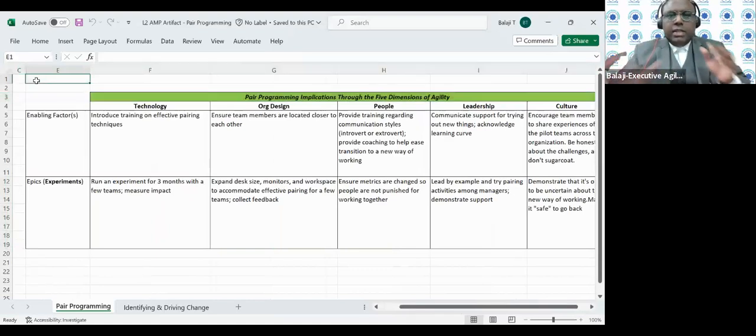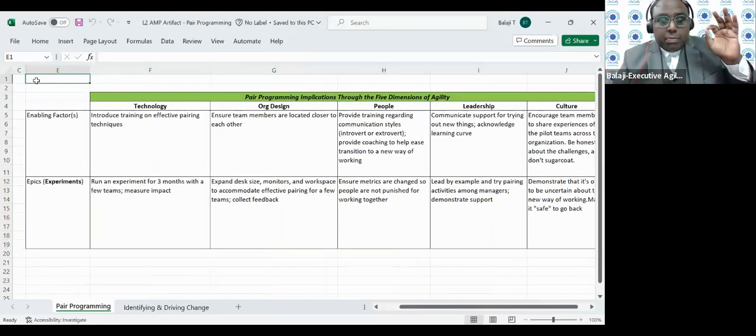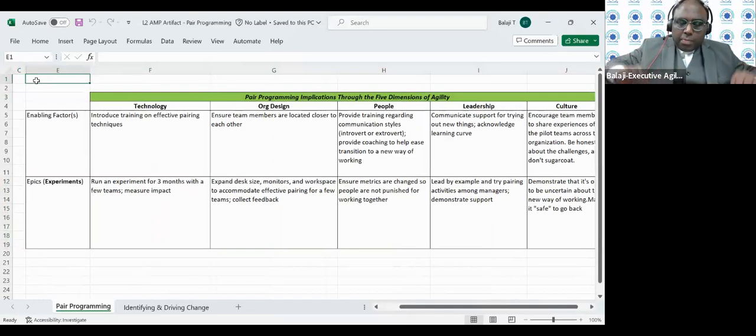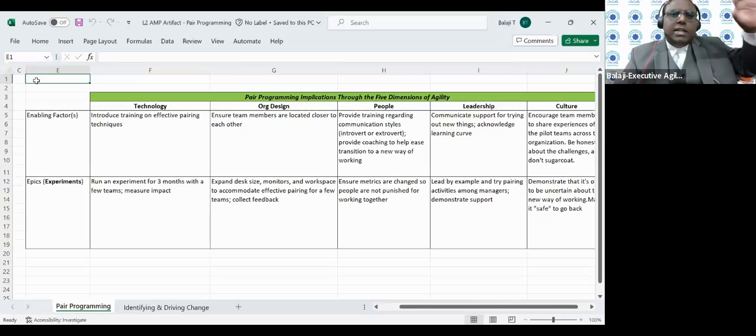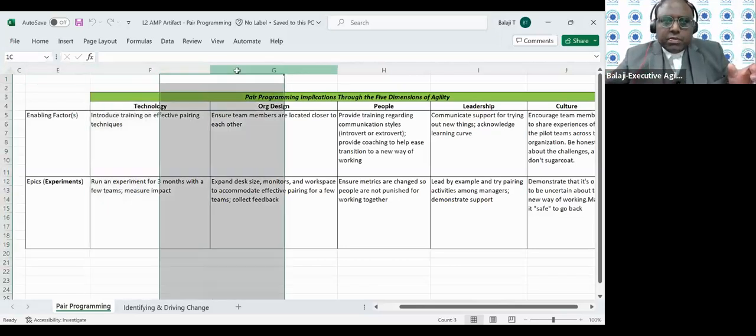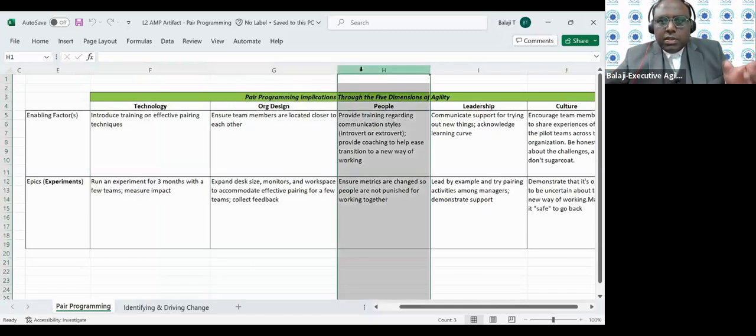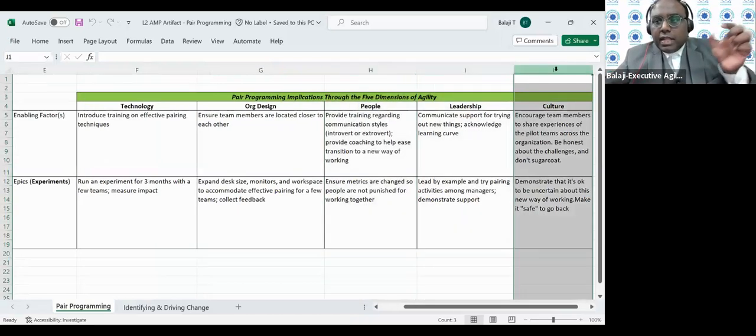Okay, see, now in the sheet, if you take a look into the sheet, I am taking a simple example. I am going to introduce pair programming as one of the practices, probably at an entire organization level. Let us assume for now we are going to introduce pair programming concepts, probably at a portfolio level, probably at a delivery unit level. Right now, if I want to introduce it, what am I supposed to do from a technology perspective, from an organizational design perspective, then from people perspective, then from leadership perspective, then from a culture perspective.